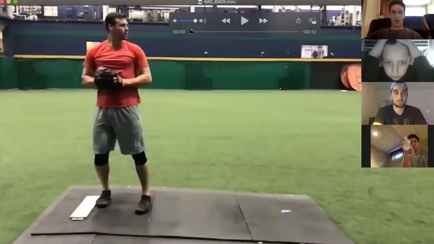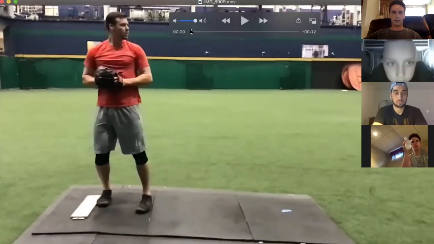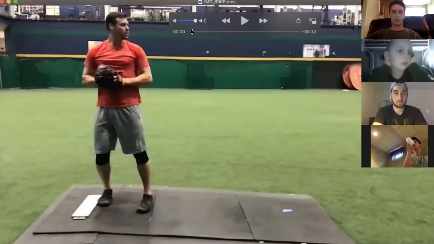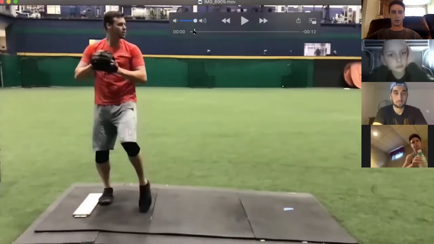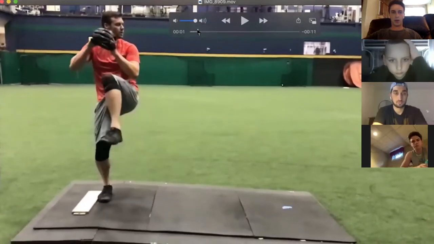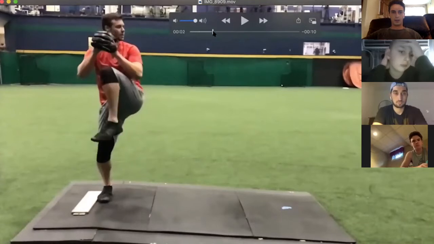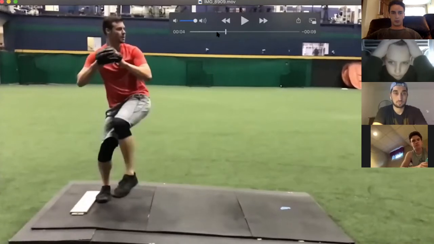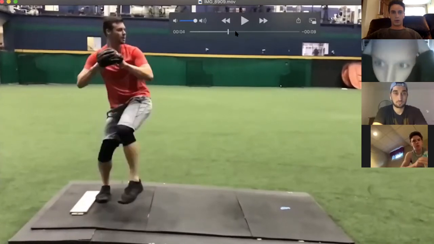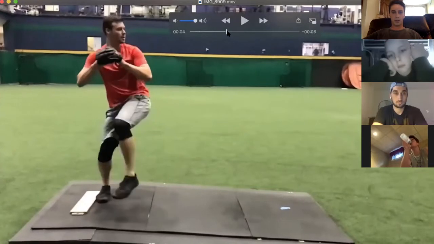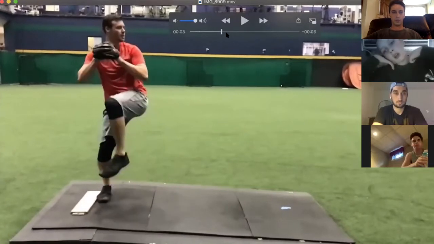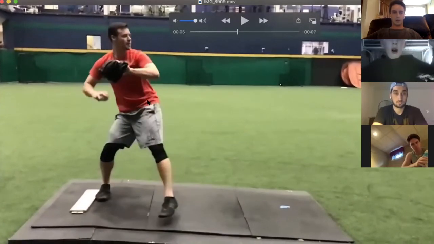So as we go back, we'll break this down first with the lower body, and then we'll go torso and upper body. So lower body. As he lifts, slight drift forward, not a ton there, which is fine. You see with his back leg, hinges well here, okay?